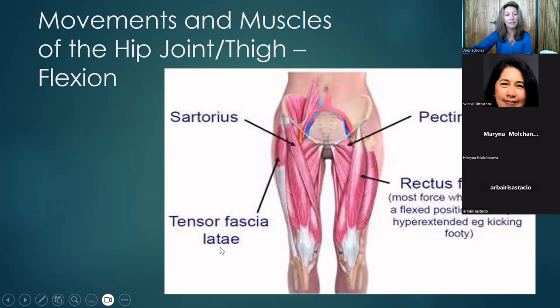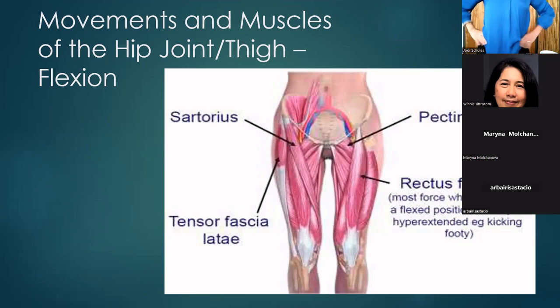TFL, tensor fasciae latae. Did you learn about TFL? Look where it is. The IT band comes right up here. That's that white, and it turns into the TFL. So if you have hands on hips, TFL is that soft spot right above the hip joint. After the hip joint, it turns into your IT band. But just above it is TFL, tensor fasciae latae.